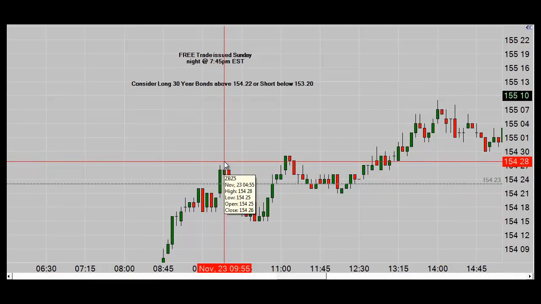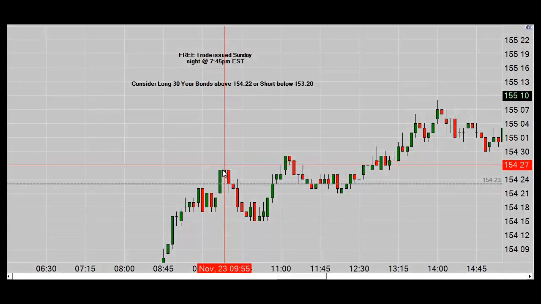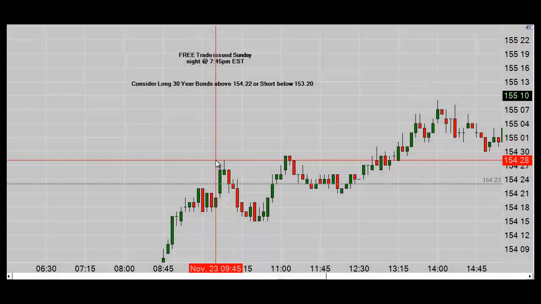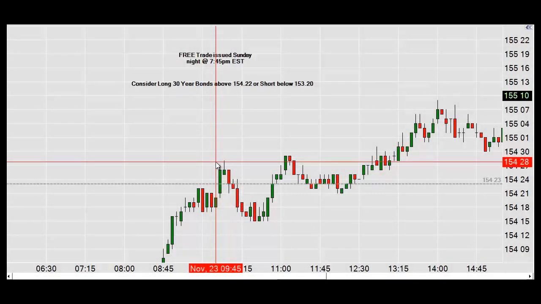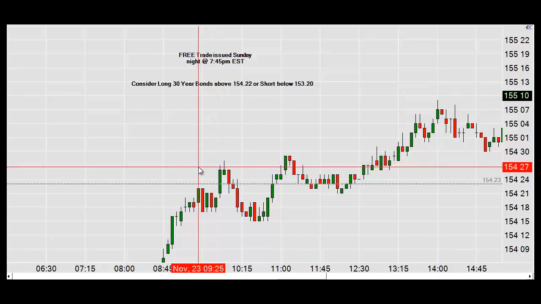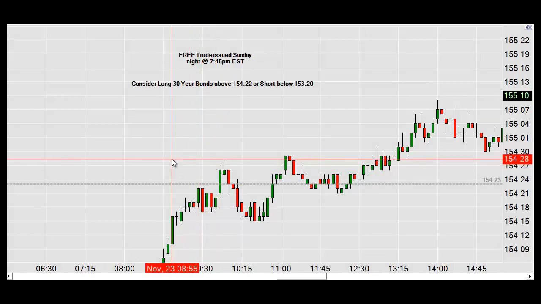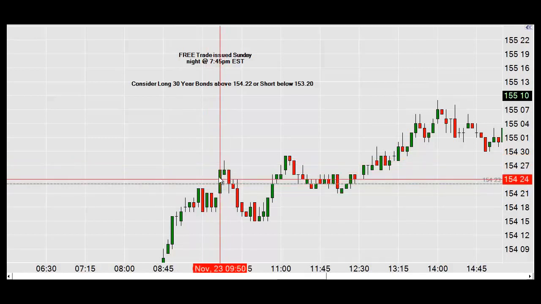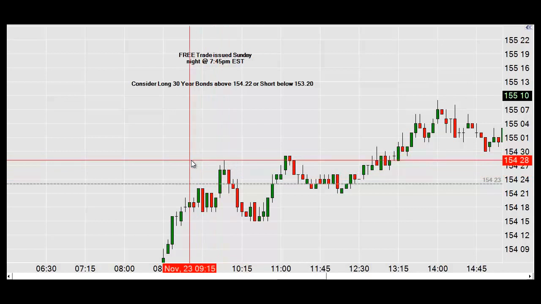This first move up takes us to 154.28. So from 23 to 28, that's a 5-point move. At 31.25 per tick, that's a little over $150. So whereas one of our students would be done for the day, those who are using larger stops and looking for larger targets are going to trade this a little bit differently.